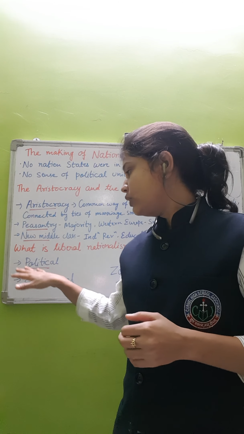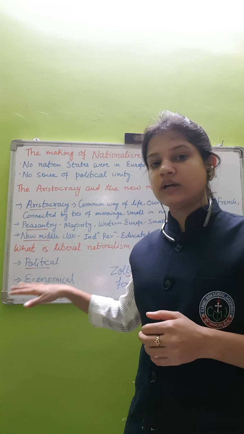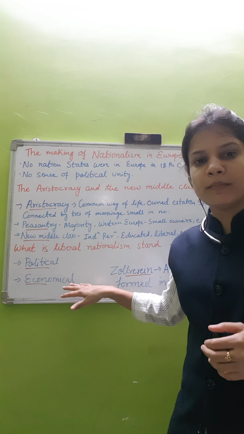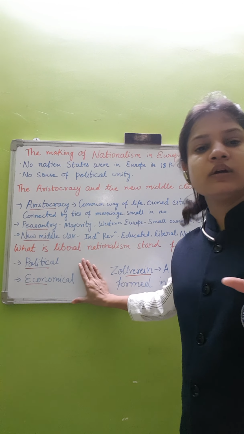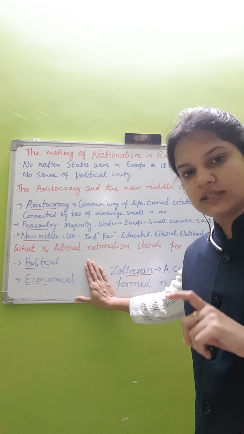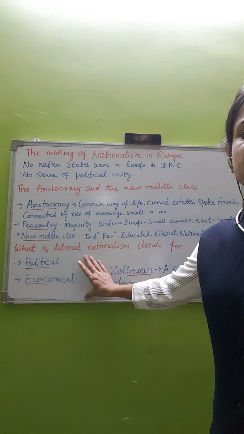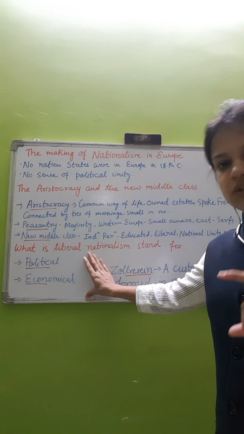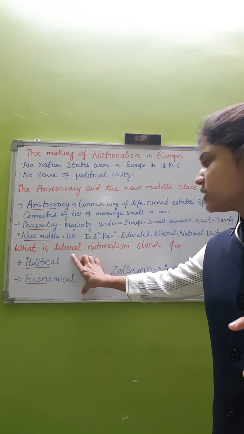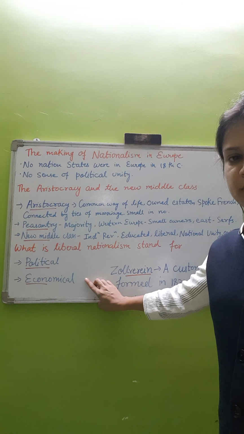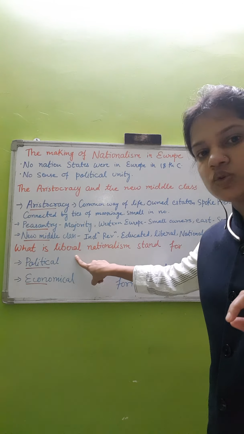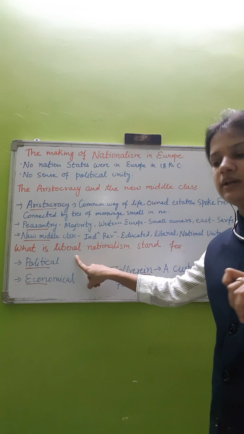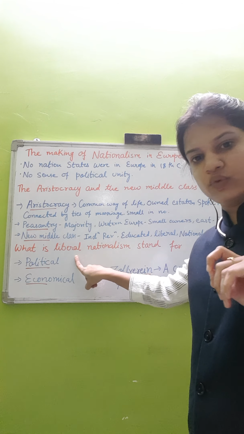So likewise, the demand for political and economic liberty was raised. Who were the people behind raising this demand? Definitely the industrialists. Industrialists demanded political and economic liberty. Now what is political liberty? According to these people, political liberty is equality before law.